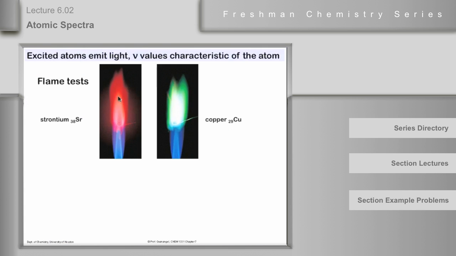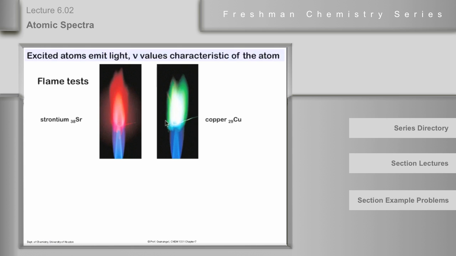And the characteristics of radiation, electromagnetic radiation, as they are related to atoms, is illustrated in these two pictures, which I've labeled flame tests. If you put small amounts of compounds of strontium in a gas flame, you get a bright red coloration. If you do the same thing with copper, you get a green coloration.